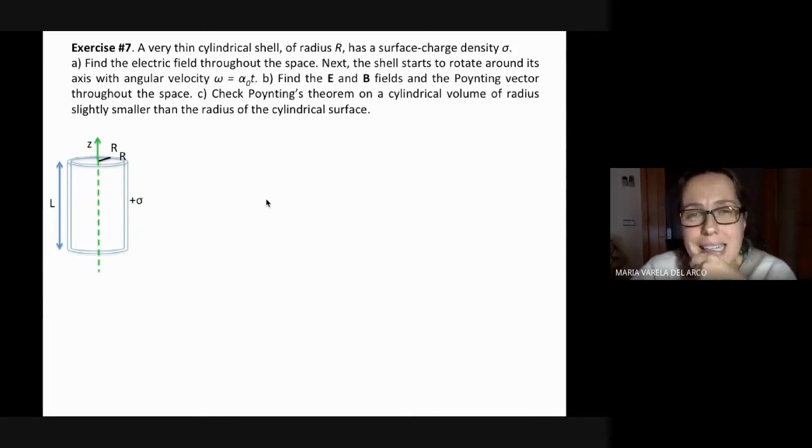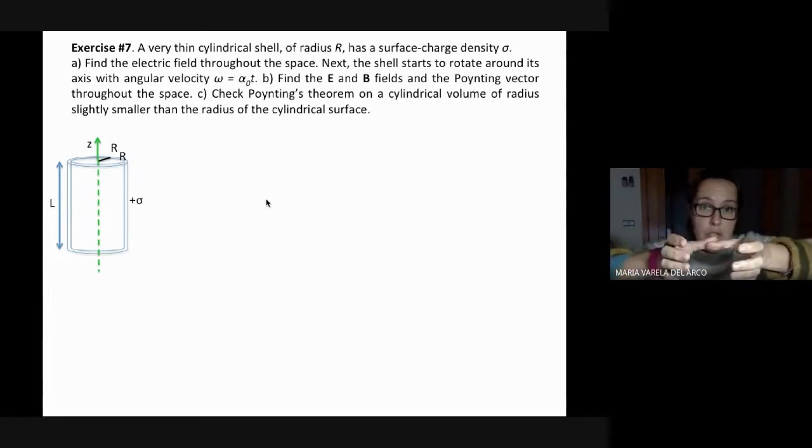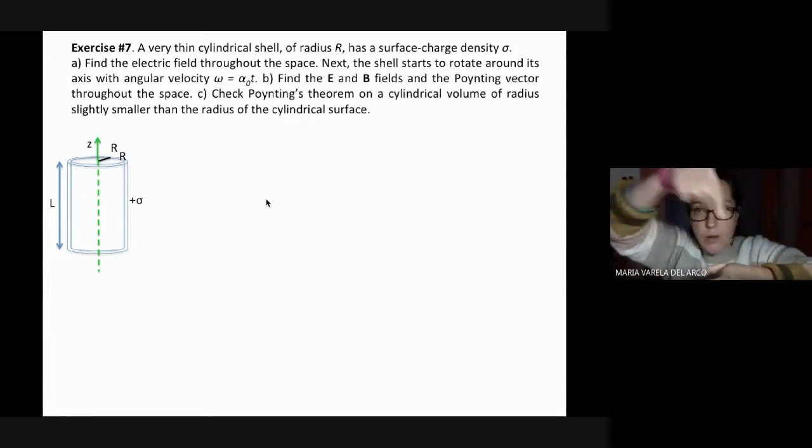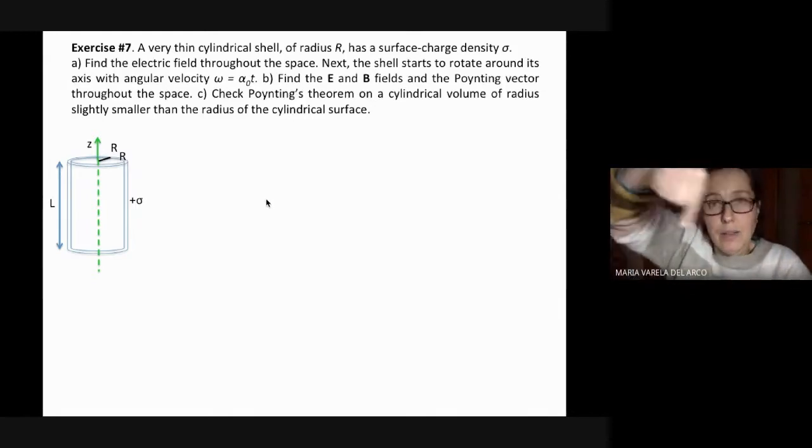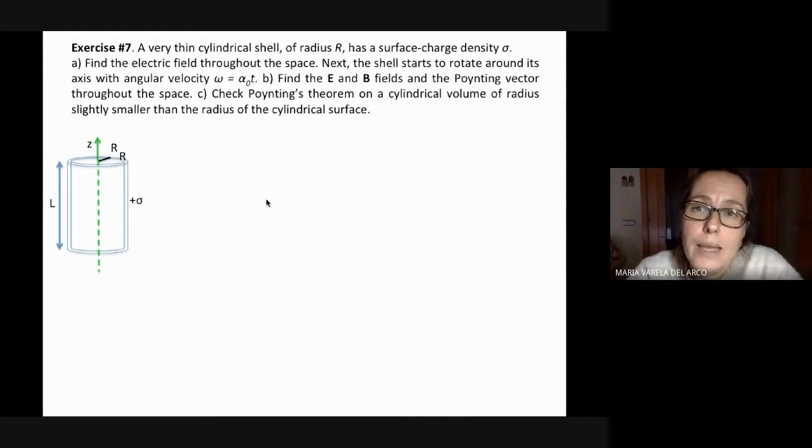And then next, the shell, and this is the new part, starts to rotate, spin around its axis. This means we're going to have all of this distribution of charge spinning at a constant angular speed, and therefore that will be like a current. And it's not just any current, it's going to be like a solenoid, because the filaments of current are flowing in circles. The thing is that this angular velocity is not going to be constant, but it's going to be increasing linearly with time. So it's an accelerated motion, right? So omega is going to be alpha naught equal t.